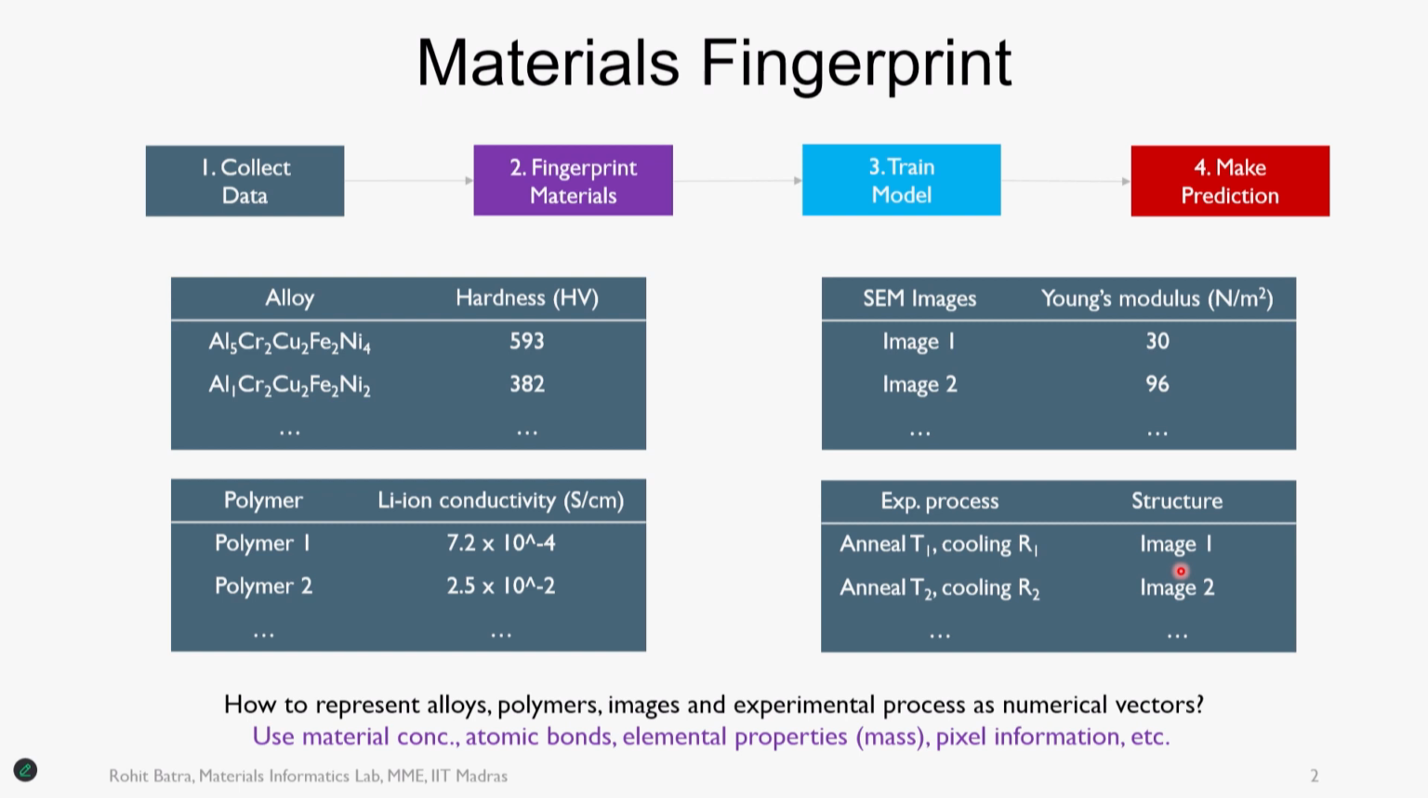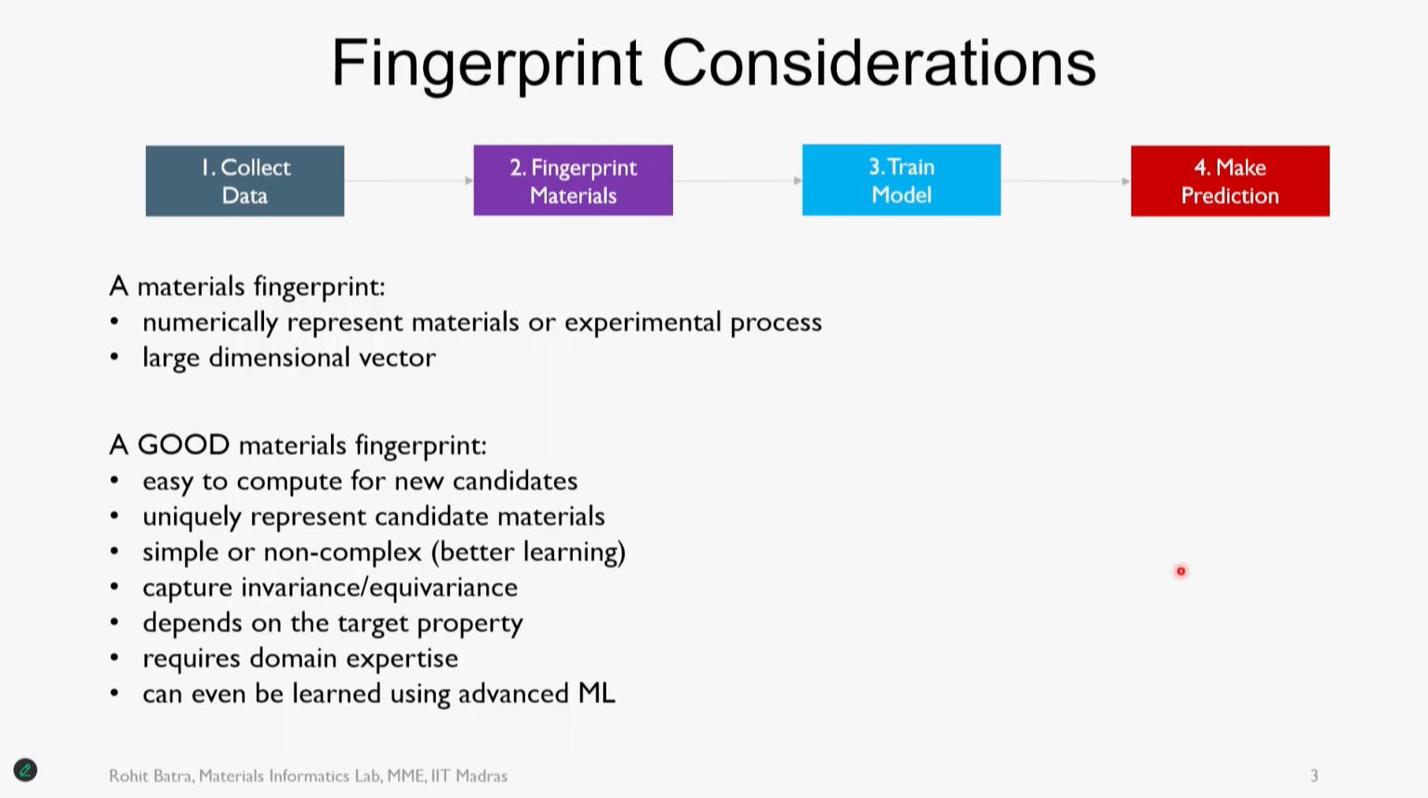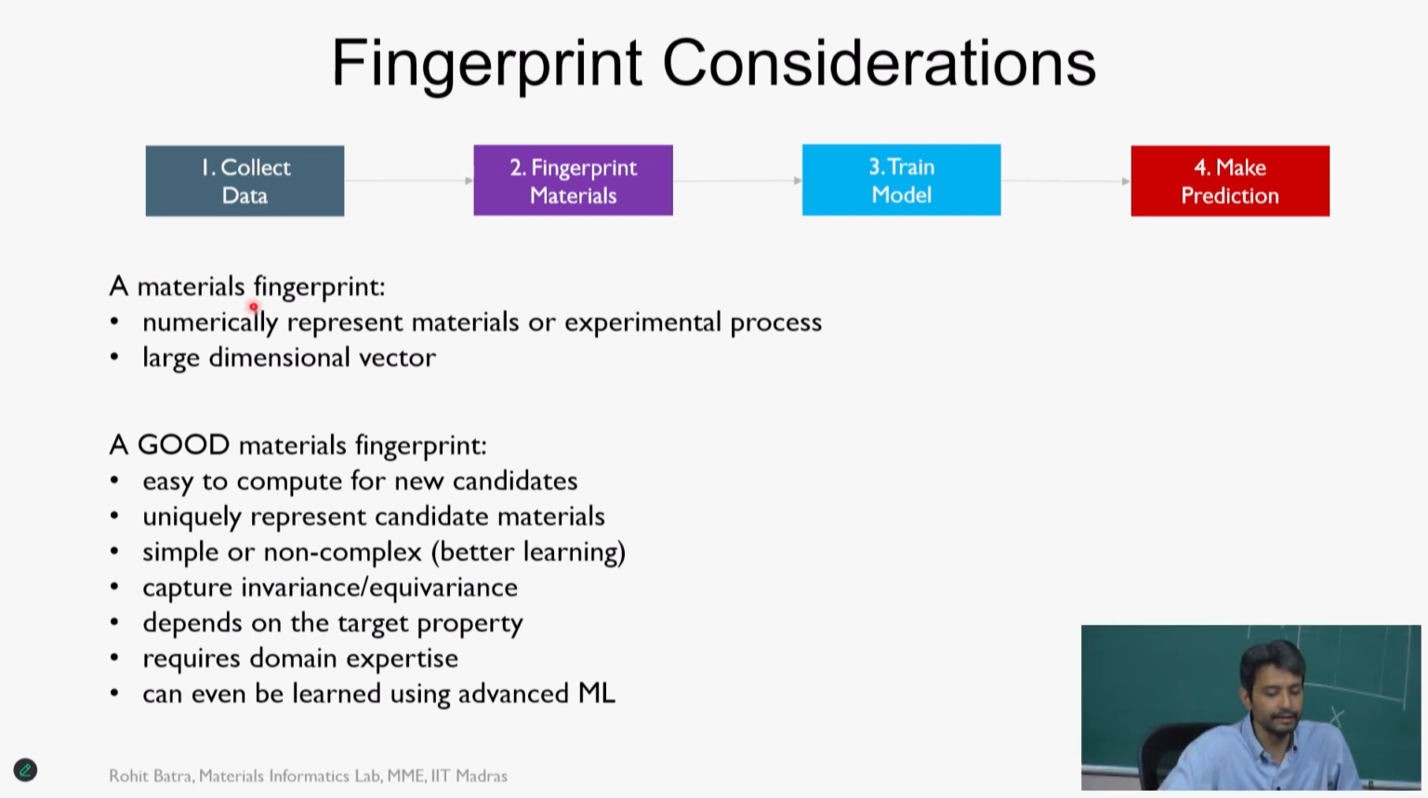Okay. So now, just giving you some idea, we will recollect that a fingerprint is nothing but a numerical representation. Okay, I need to come up with a bunch of numbers which are telling me these are the attributes of my material or my image, whatever it is, and it's a large dimensional vector. Okay. Now, what are the general considerations for a good fingerprint?